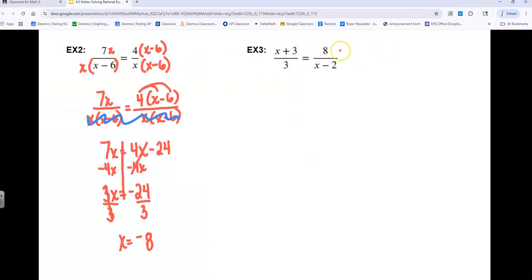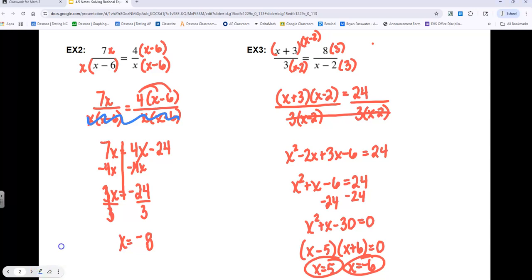All right, try 3 on your own right there. To get the denominators to match, the best way is to just multiply by the opposite denominator. Some of you are multiplying by the same denominator that's already there. But this has an x minus 2. It needs the other denominator, that 3. So I multiply by 3 right here on top and bottom.